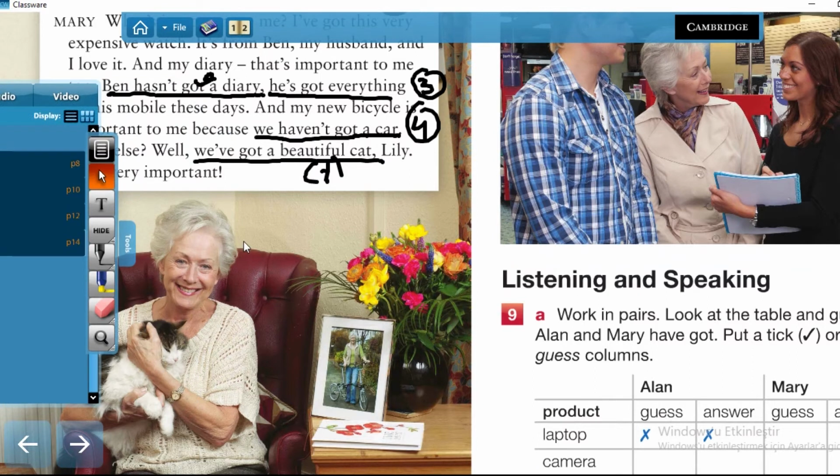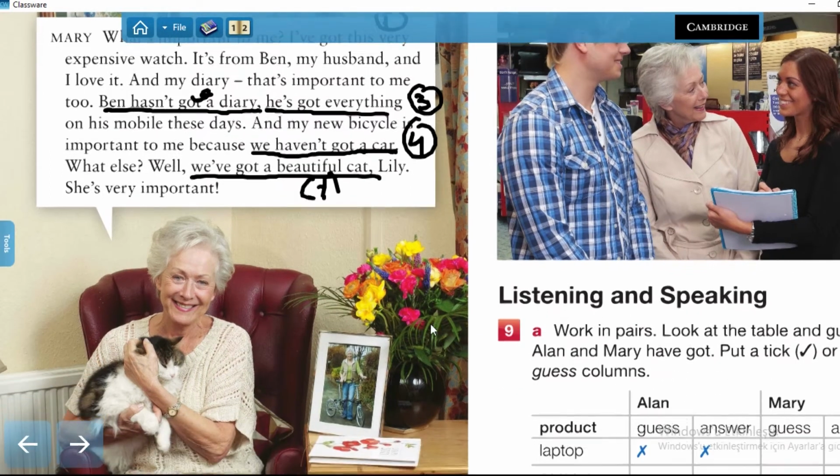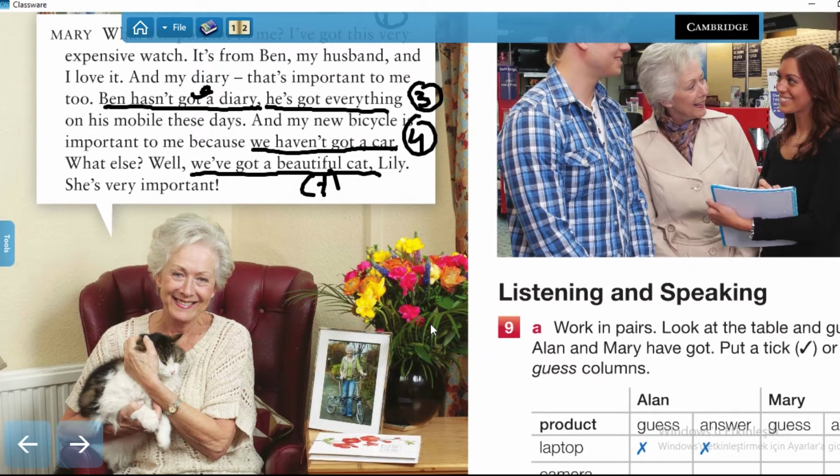Here we go. Again, what's important to me? Important is an adjective. I've got this very expensive watch. Watch is a noun, but expensive watch. Expensive is the adjective, describes the noun, describes the watch. It's from Ben, my husband, and I love it. And my diary, that's important to me too. Ben hasn't got a diary. He's got everything on his mobile these days.